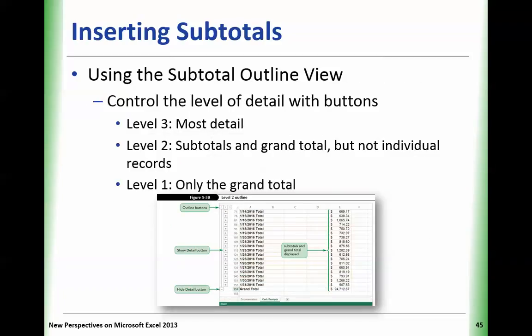There is a subtotal outline view. It controls the level of detail with buttons. Level 3 is the most detailed. Level 2 shows subtotals and grand totals, but not individual records. Level 1 is only the grand totals.